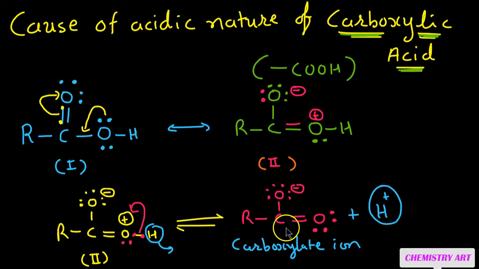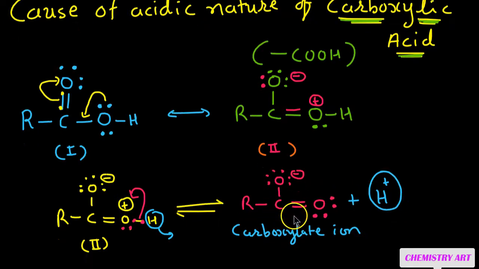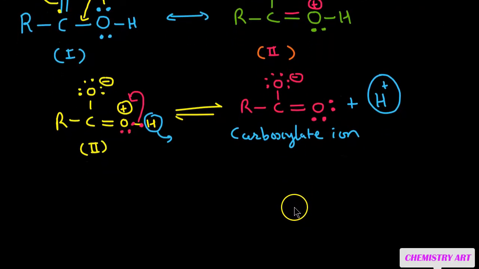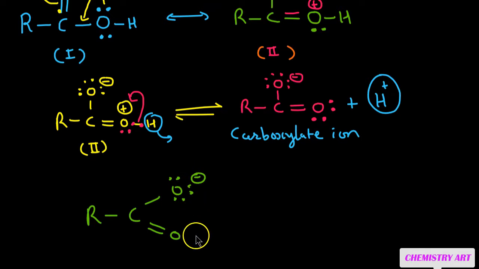After this, the carboxylate ion is further stabilized. The carboxylate ion will stabilize by resonance. If you want to see, let me show you how it is stabilized. I can draw the structure of the carboxylate ion like this. It is R, C, single bonded oxygen, double bonded oxygen. You can see the single bonded oxygen has 1, 2, 3, 4, 5, 6, total 3 lone pairs of electrons, and this double bonded oxygen has only 2 lone pairs of electrons.